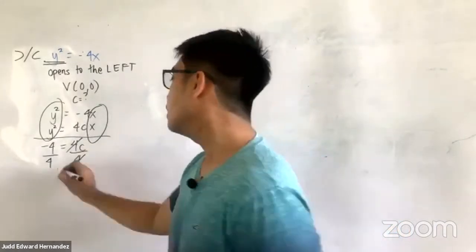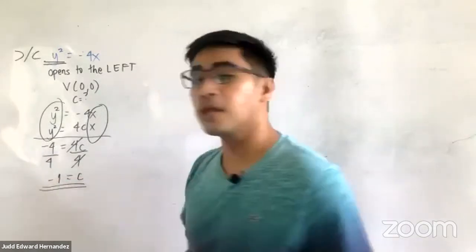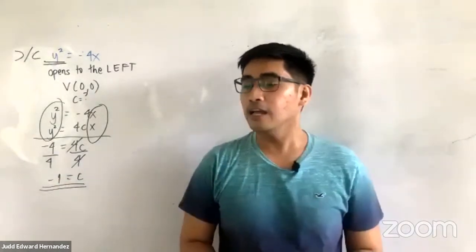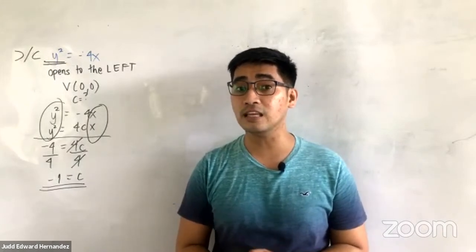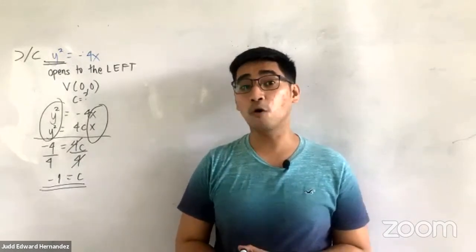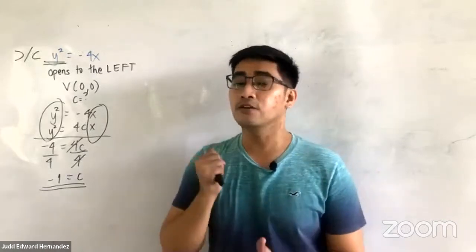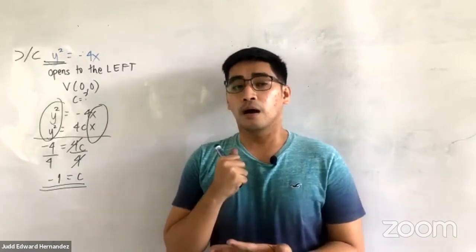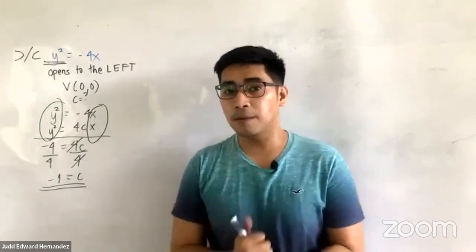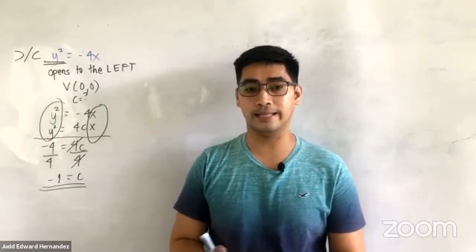That is, -1. C now is equal to -1. Anong sabi ko sa inyo kanina? Di ba sabi ko kanina, kapag nakakuha tayo ng value ng C na negative, therefore, it is now opening to the left or downward. Maliwanag. Kasi yung value ng C, yung magsasabi kung pataas, pababa, pakanan, or pakaliwa, yung magiging nature ng parabola natin.